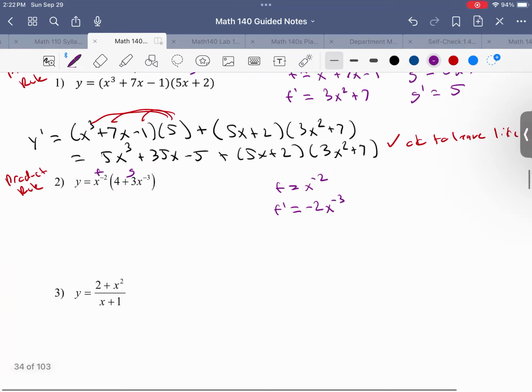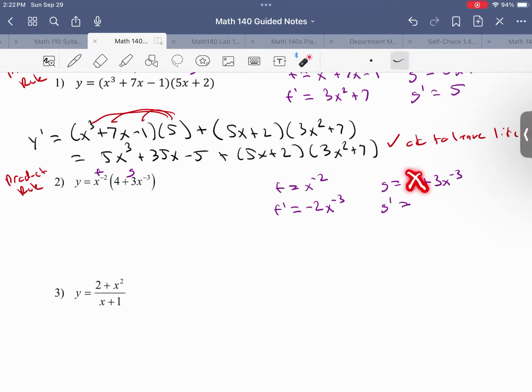All right. And likewise, we have g, which is 4 plus 3x to the negative 3. The derivative of this is the 4 goes away. It's just a constant. And the negative 3 drops down, and I subtract 1. So this becomes, I'll write this out a little bit, 3 times negative 3x to the negative 4, which is just negative 9x to the negative 4. And those are our f and g and their primes.